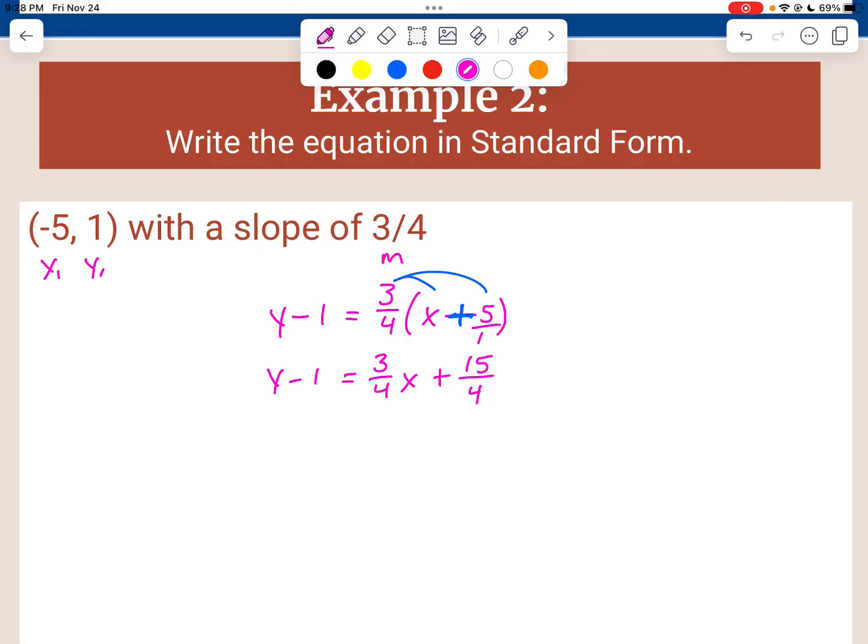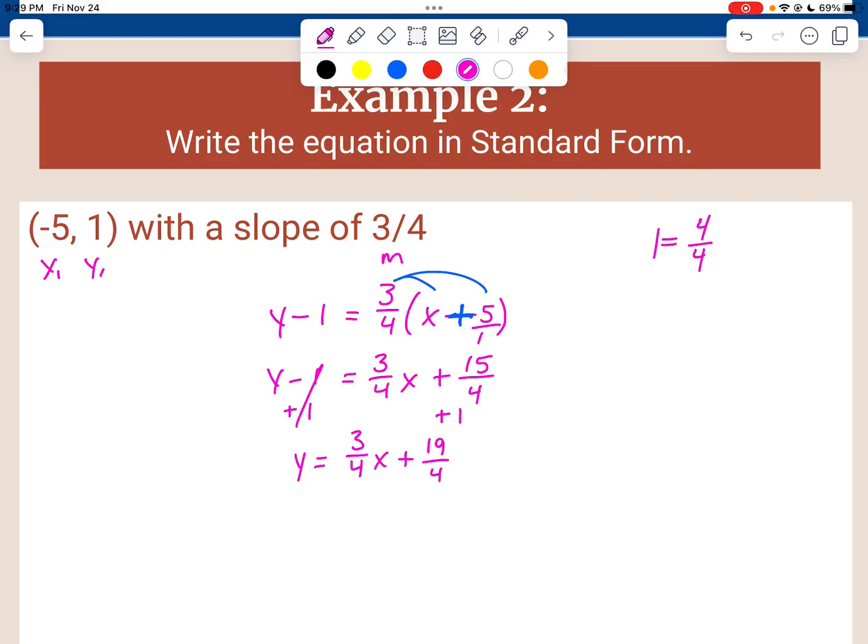Now I need to get x and y on the same side and the constants on the other side. So I'm going to move the constant plus 1, y equals 3/4 x plus, well, 1 is just 4/4. So I'm really adding 4/4 to 15/4, so that's 19/4. Now, this is slope-intercept. I want standard form.